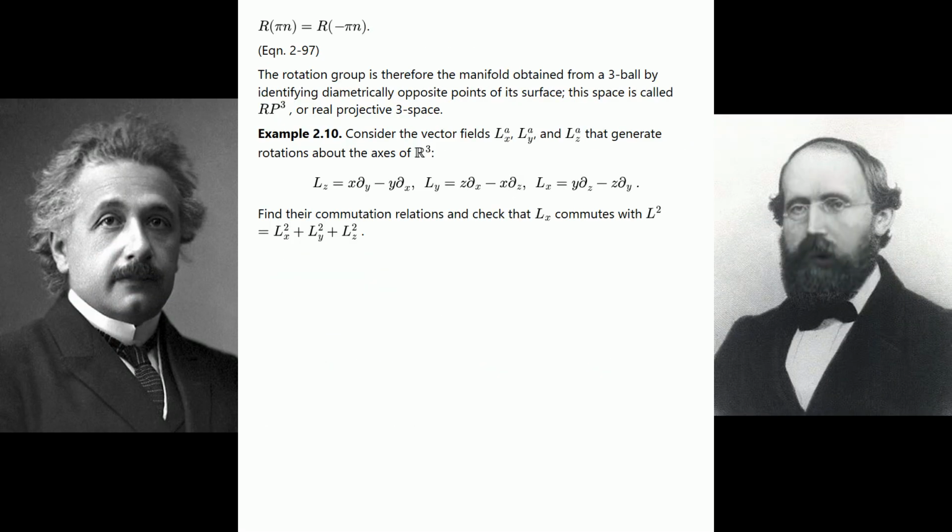R of pi n equals R of negative pi n. See equation 2-97. The rotation group is therefore the manifold obtained from a 3-ball by identifying diametrically opposite points of its surface. This space is called RP^3, or real projective 3-space. Example 2.10. Consider the vector fields L_x^A, L_y^A, and L_z^A that generate rotations about the axes of R^3.